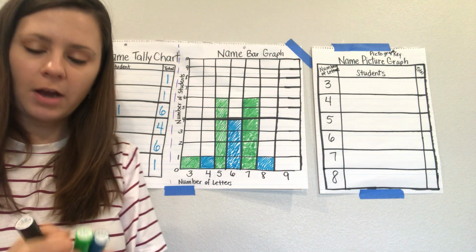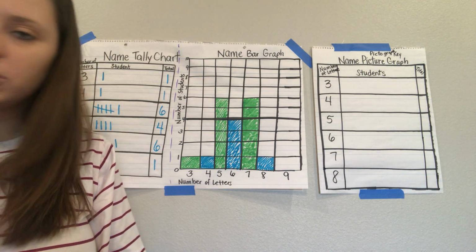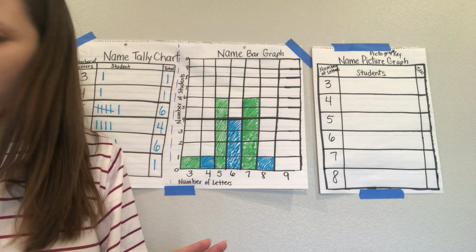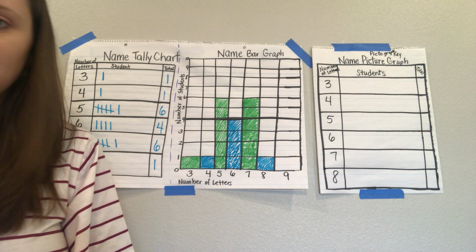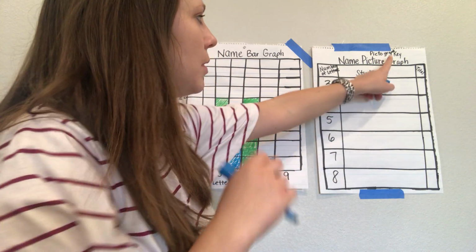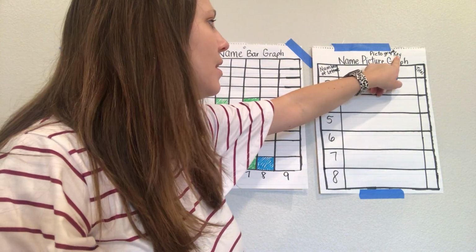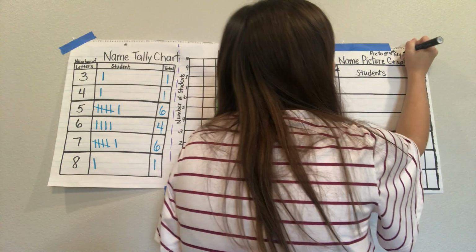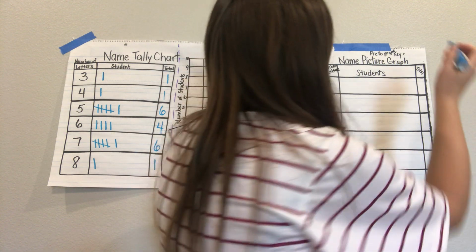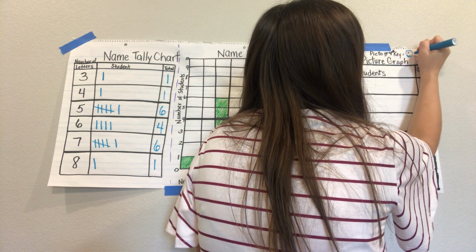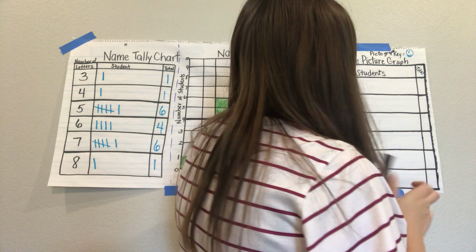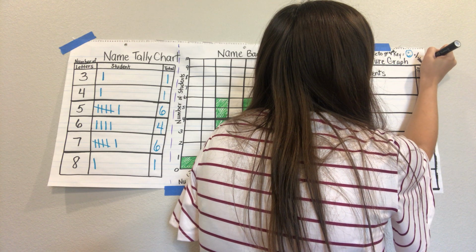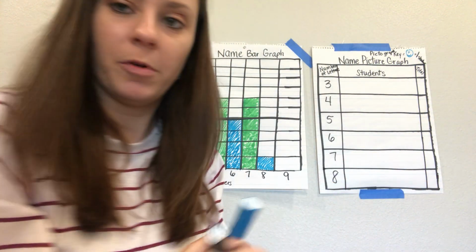With a picture graph, you just use a certain picture to represent the data in your graph. So for our picture graph, I'm just going to do a smiley face. And up here, I wrote near it, so it's hard to see, it says key. And for my key, I'm going to put a smiley face equals 1 student. I'm running out of room on this paper here.